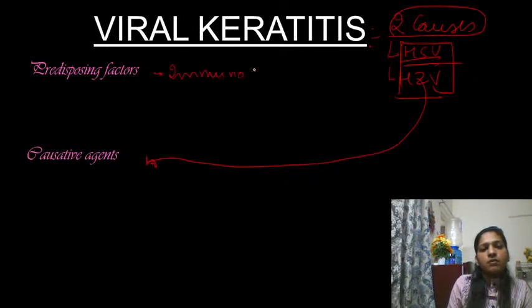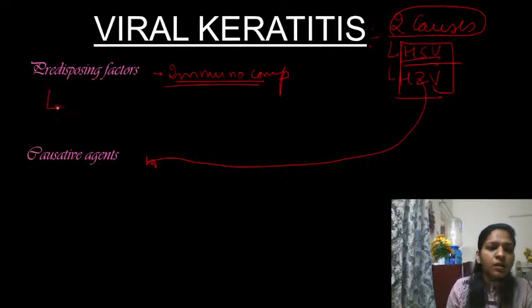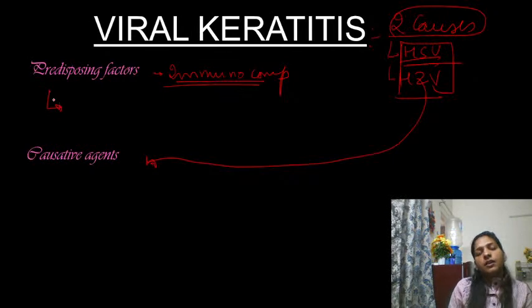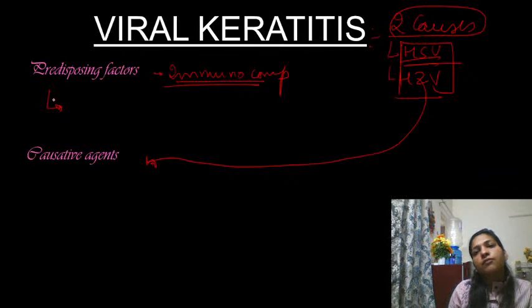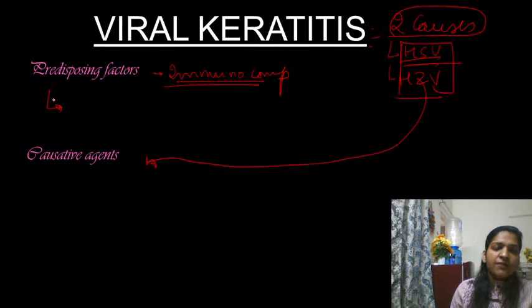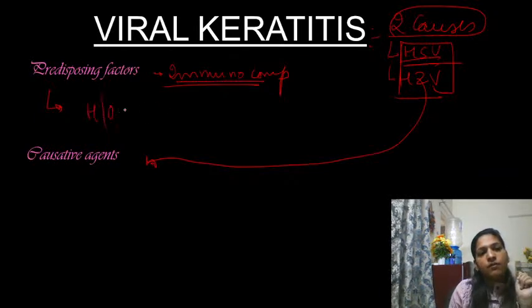Now predisposing conditions: immunocompromised. If the patient has a history of viral infection in childhood, the viral infection can get reactivated due to predisposing conditions like fever and trauma, and then cause viral keratitis. So the patient may have a history of viral disease in childhood.